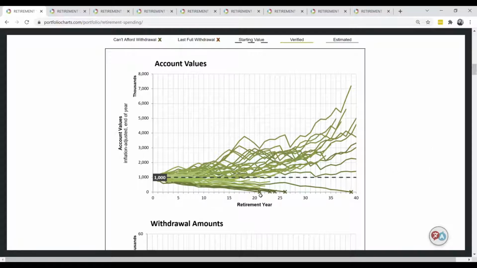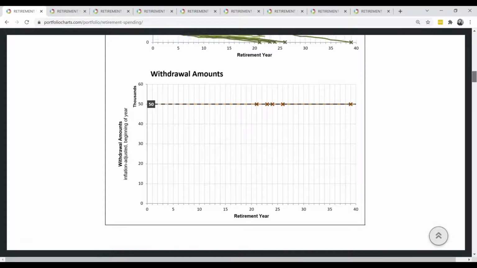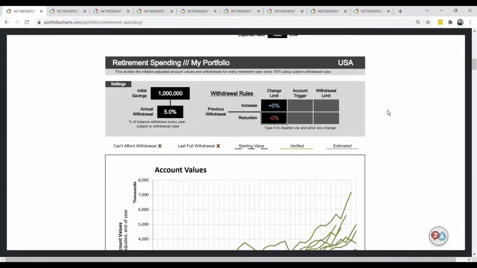And so you can see here, and what we're most interested in is, how many times did it fail? And over this 50-year period of modeling from 1970, 51 years actually, you can see that this strategy failed 5 times. And so that is an undesirable failure rate. You will find if you put in lower withdrawal rates, the thing will succeed.